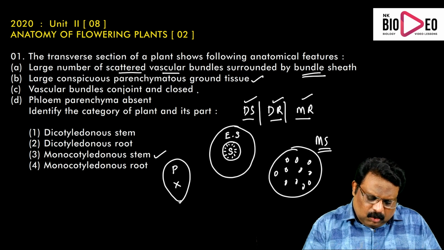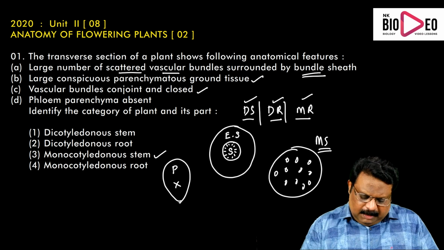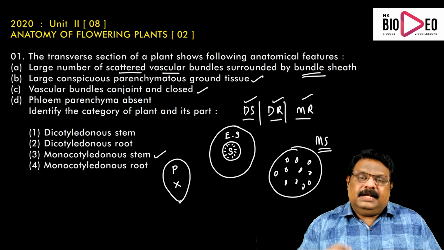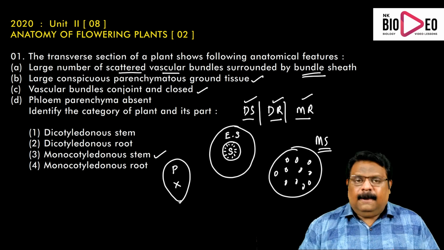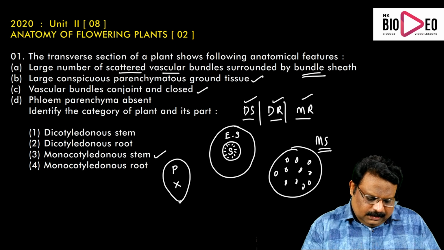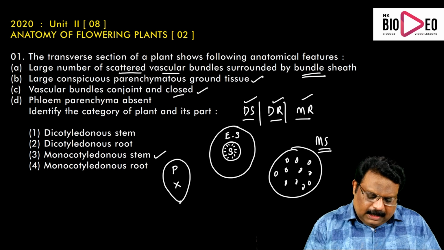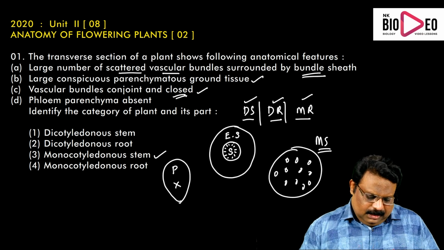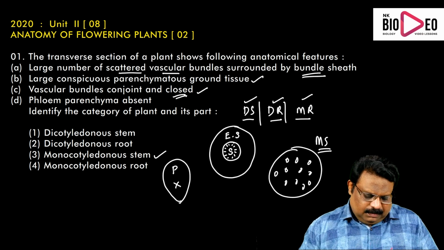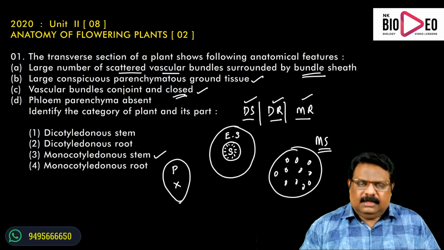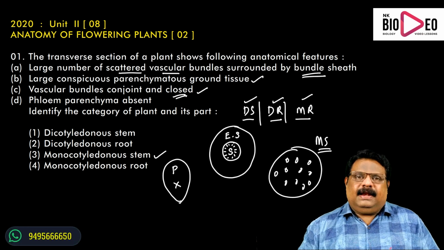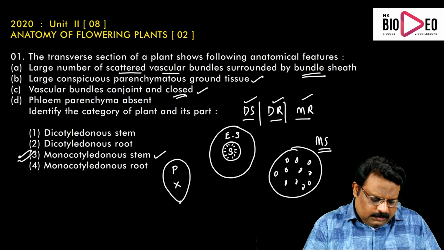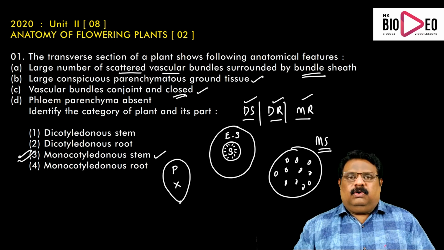Then, why are they called closed? There is no cambium. In the case of dicot stem, in between xylem and phloem, there is a strip of meristematic tissue that is called cambium. The cambium is absent in monocot stem. Since cambium is absent, the vascular bundle is called closed. When cambium is present, the vascular bundle is called open. So that is also applicable to monocot stem. Then phloem parenchyma is absent. Generally in monocot, the phloem parenchyma will be absent. The phloem parenchyma is present in dicot stem. So all four choices were applicable for monocot stem.